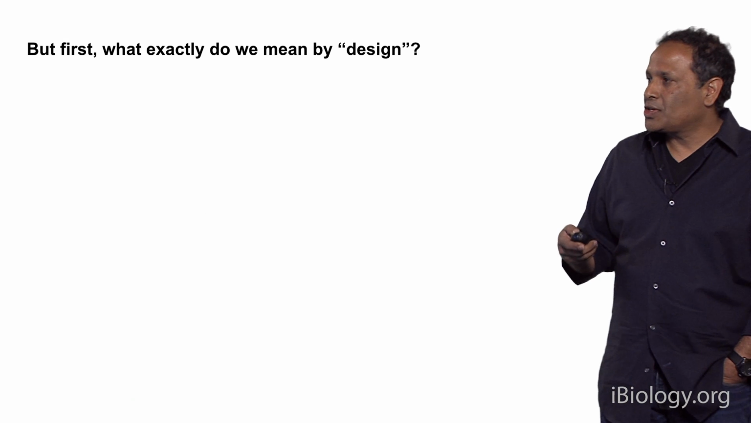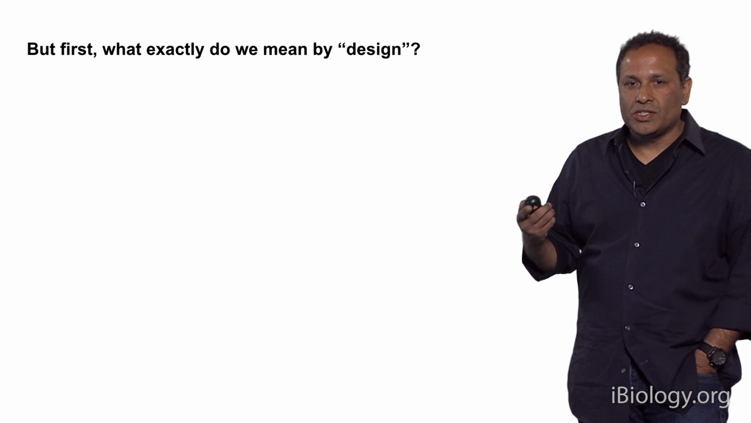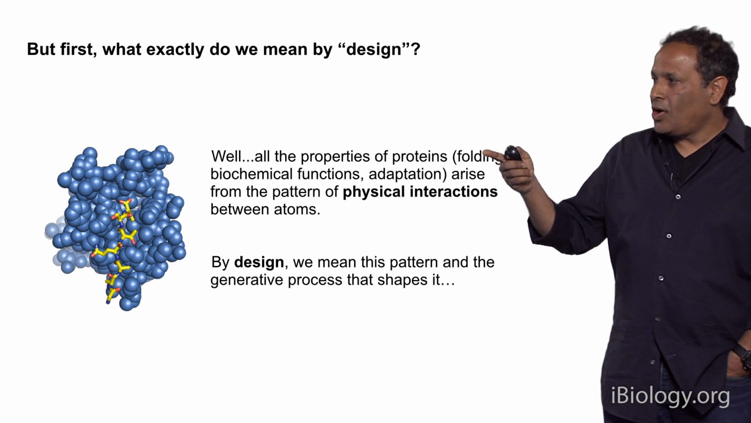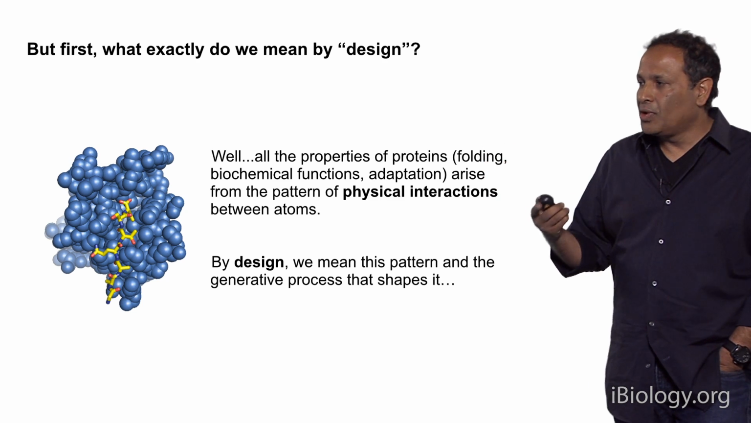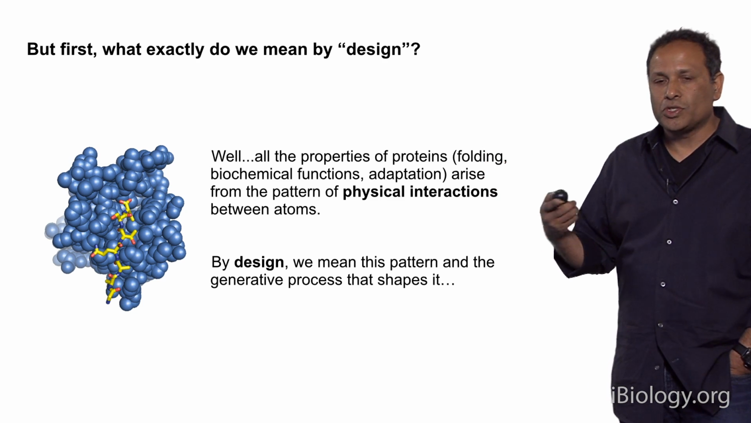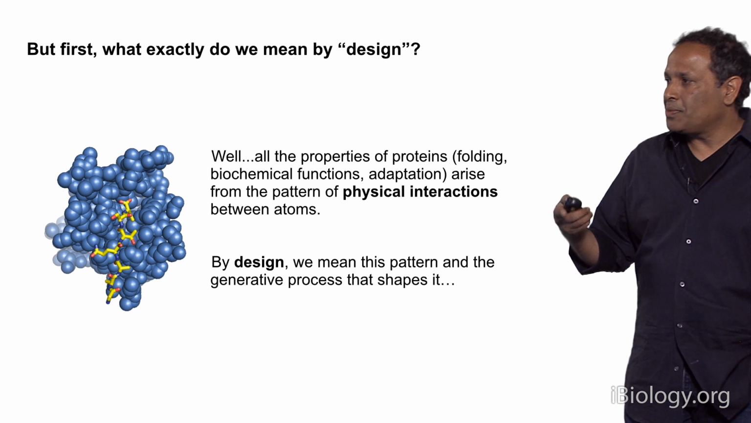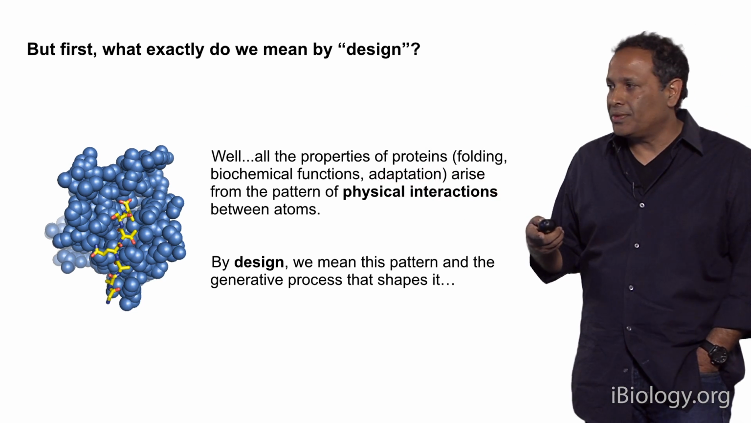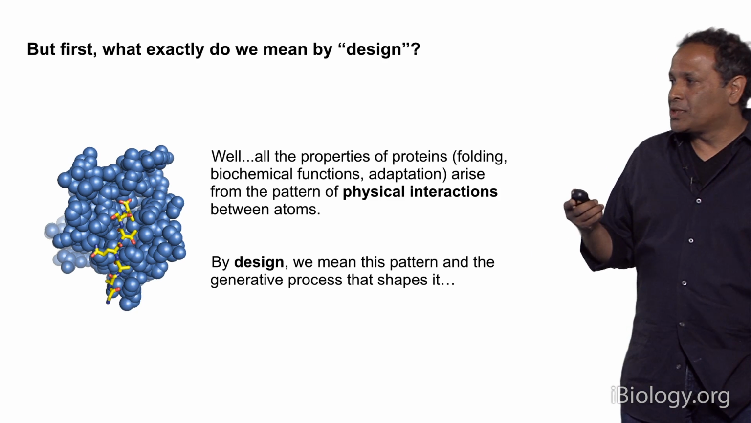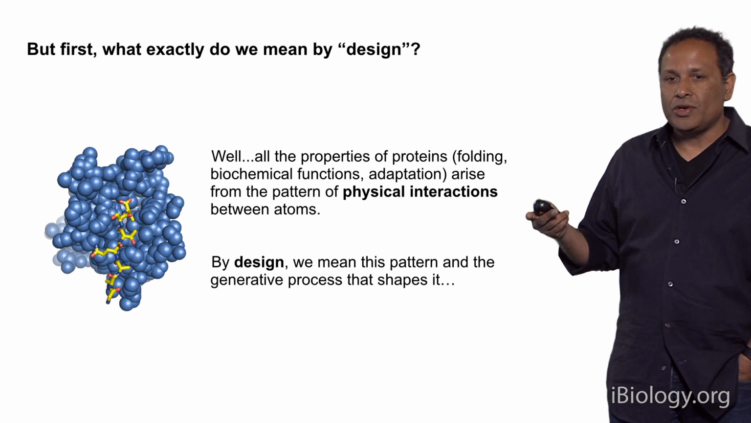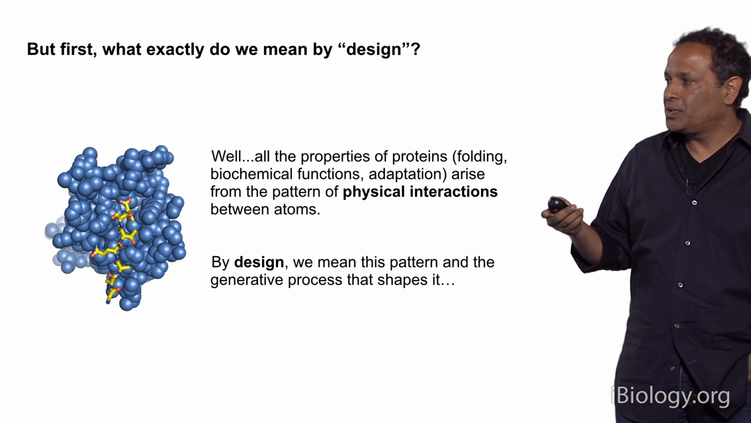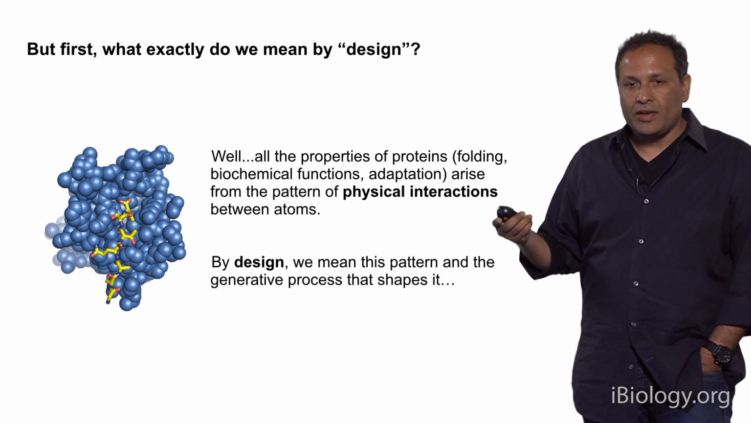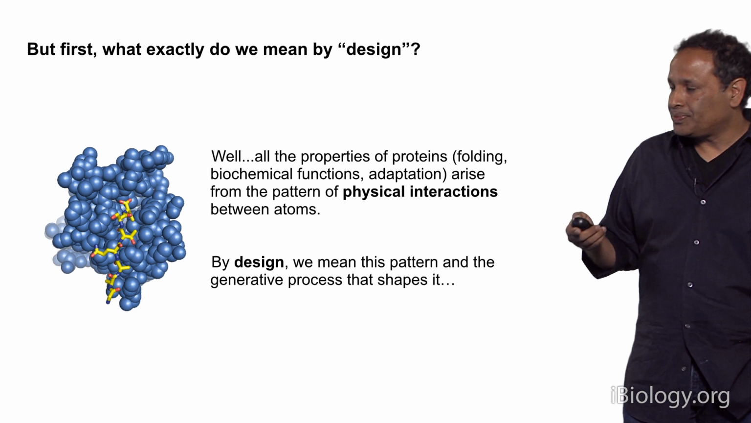Now, what do we actually mean by this word design? What exactly is meant by design? Well, first thing to realize is all the properties of proteins that we're interested in, folding, biochemical activities, and even this property of adaptation, arise somehow from the pattern of physical interactions between all the atoms that make up the structure. So by design, we specifically mean this pattern, the architecture of physical interactions between atoms, and in principle, the generative process, as say evolution, that shapes this pattern.